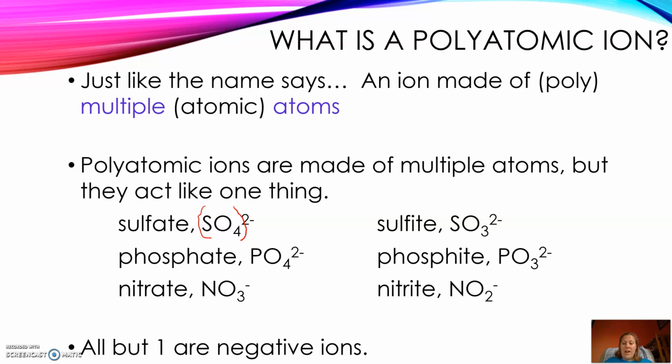Here's a cool fact: every polyatomic ion is negative, but one. So you only have to know one that's positive. What does that mean? The polyatomic ions will always be the second thing in the formula. If they're negative, negative things are always written second.